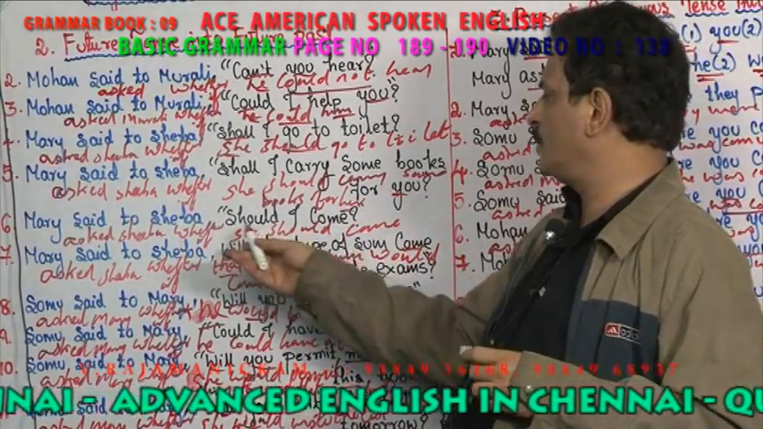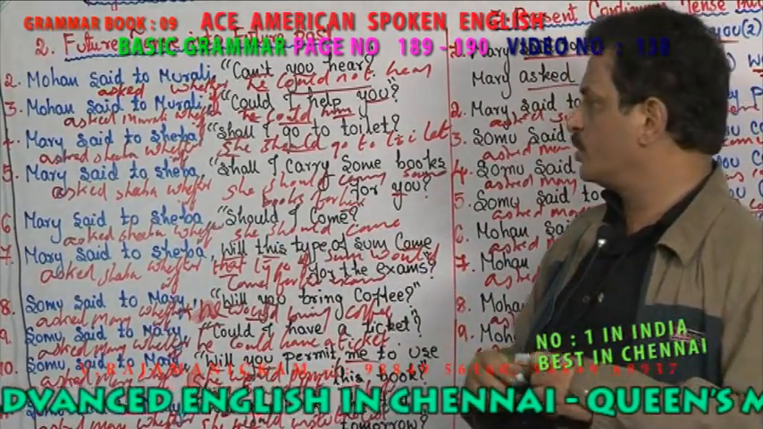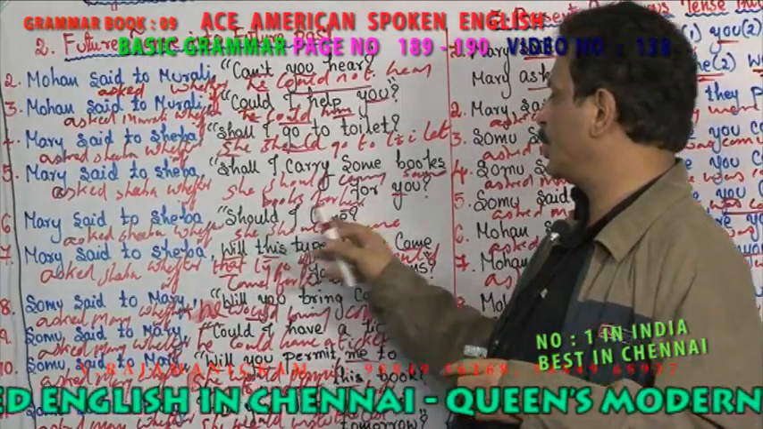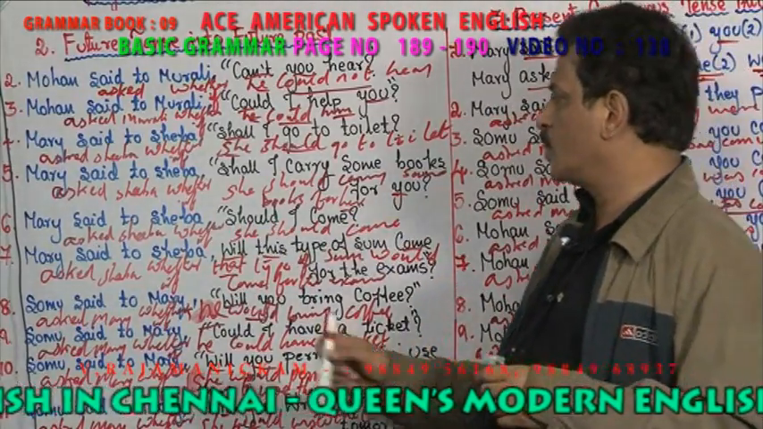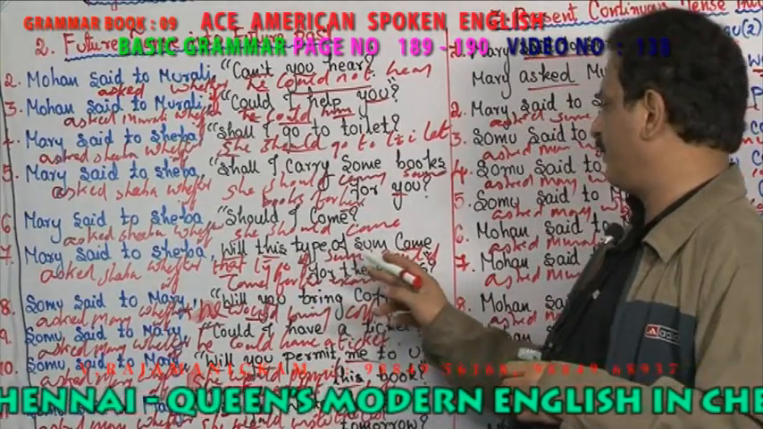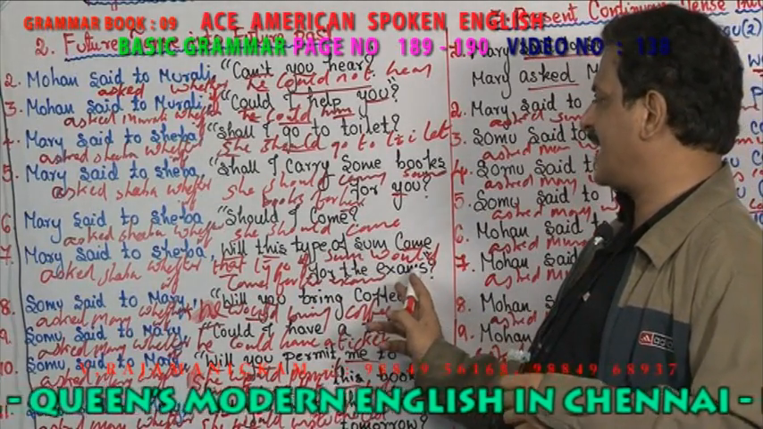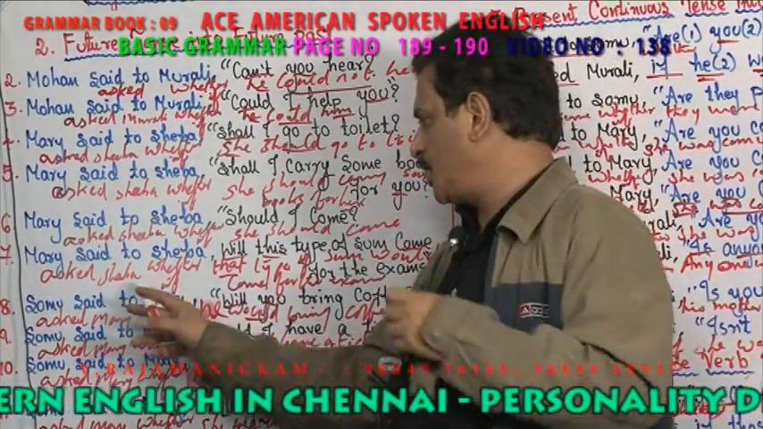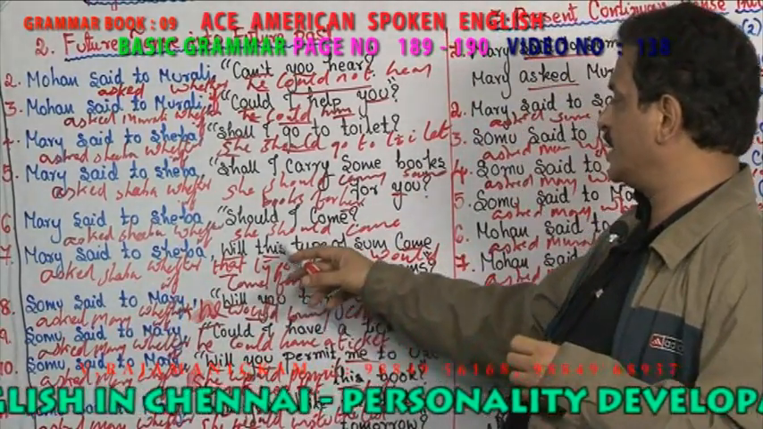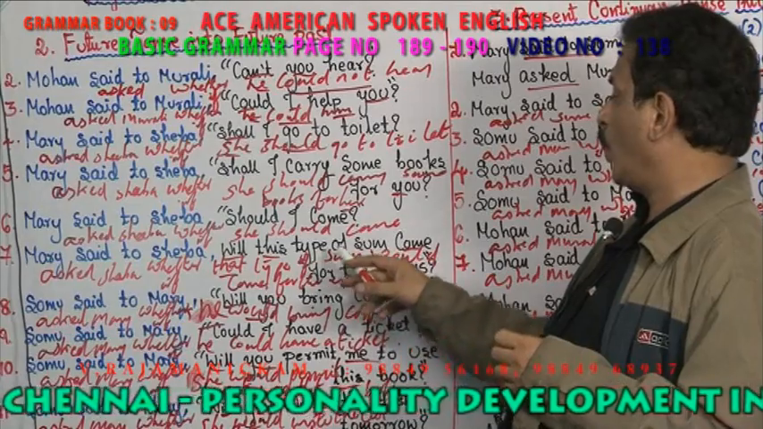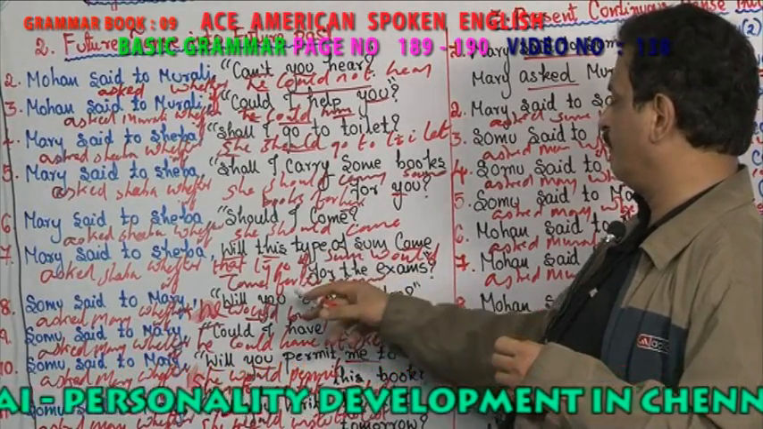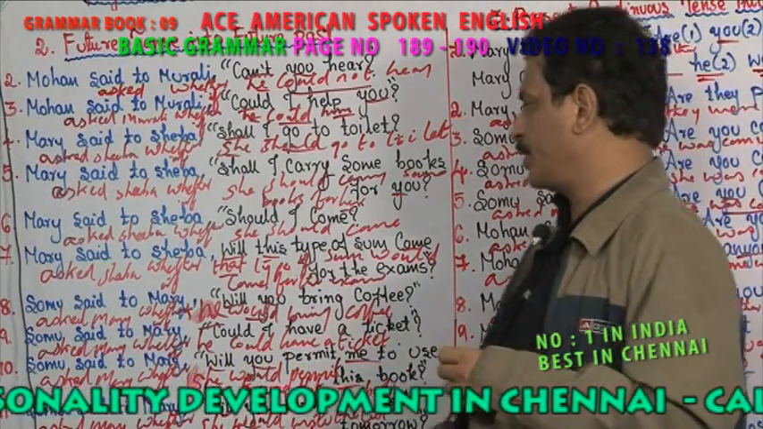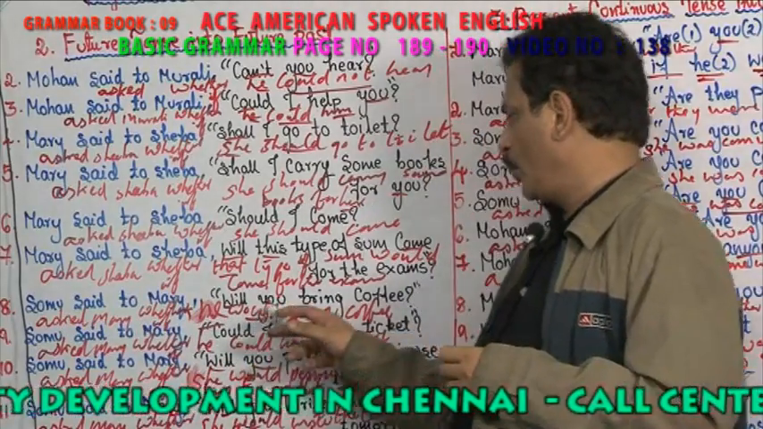So Mary said to Sheba, should I come? நான் வர வேண்டுமா? So Mary asked Sheba whether she should come. அவள் வர வேண்டுமா? So Mary said to Sheba, will this type of sum come for the exams? இந்த மாதிரி கணக்குகள் பரீட்சைக்கு வருமா? So Mary asked Sheba whether that type of sum would come for the exams என்று மாற்ற வேண்டும். This type என்பது that type, will என்பது would.